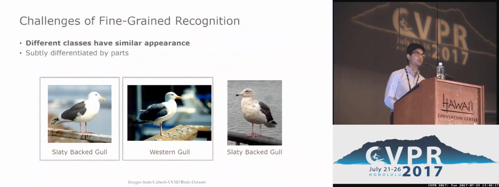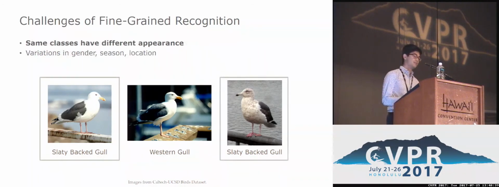So here are some examples of what I mean. Different classes have similar appearances. Here we see a slaty-backed gull and a western gull. They're both gulls, but they look very similar. One of the beaks is actually thinner, and the other wingtip is a little bit wider. So we see that they're subtly differentiated by parts.